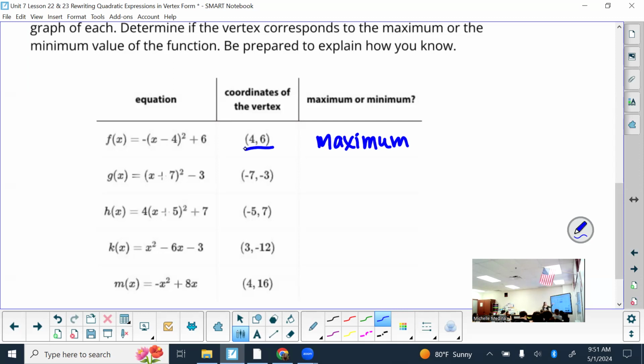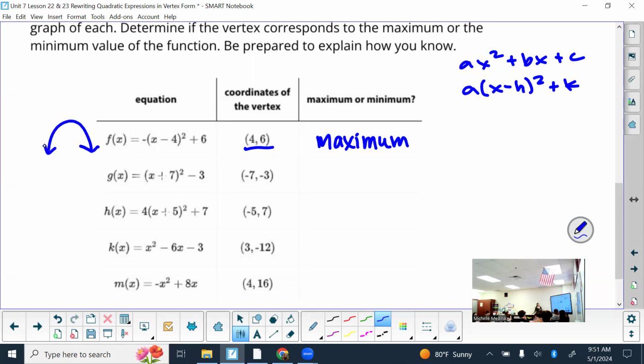When the A is negative. All right, so the A in vertex form and the A in standard form is always in front of the x squared, right? So if the number in front of the x squared is negative, then it opens down like a frown. When negative things happen to you, you frown. So when the A is negative, it opens down, making the vertex my highest point of the graph, so we call it a maximum.